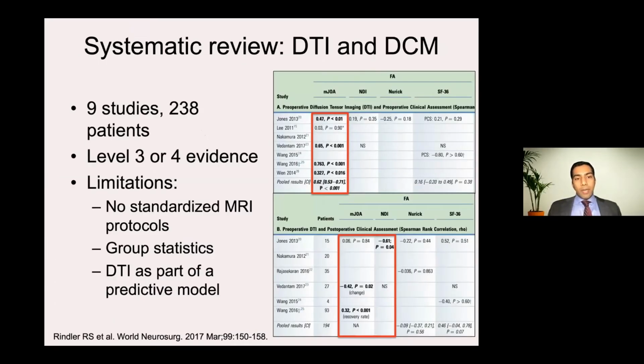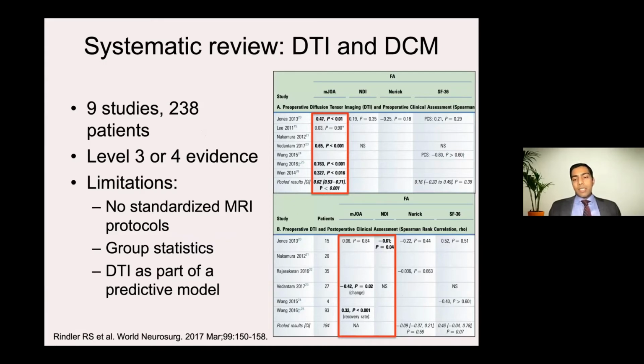So a recent systematic review looked at about 9 studies. There have been several more since then. And you see in most of the studies, the correlation between structure and function preoperatively is strong. But for outcome prediction, there's still more work that needs to be done. I think a few studies like ours did show some predictive value, but more are needed.